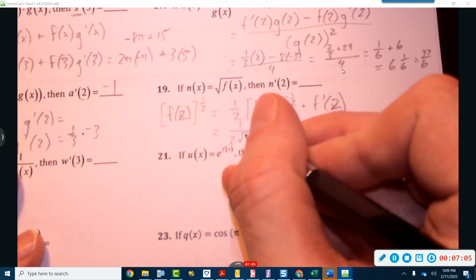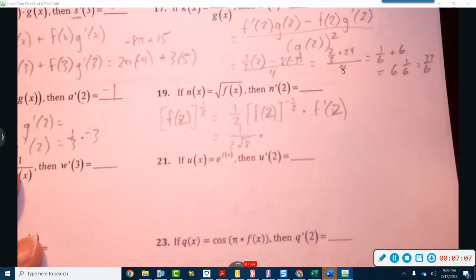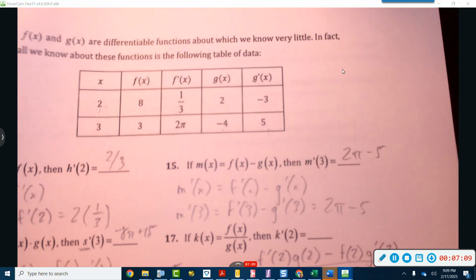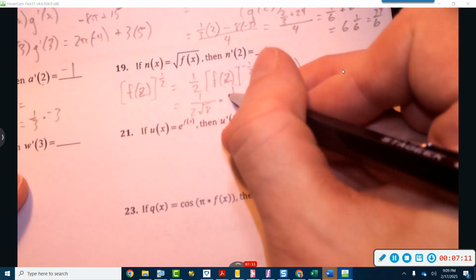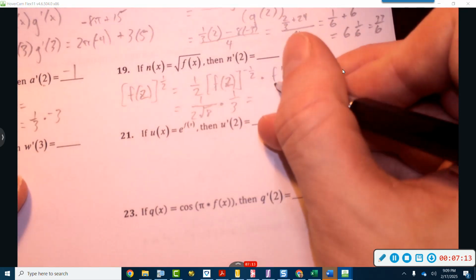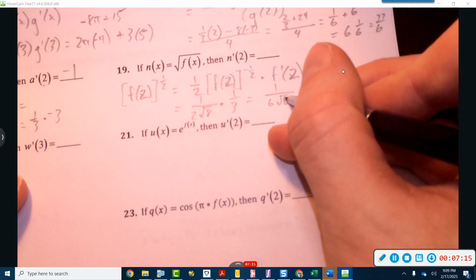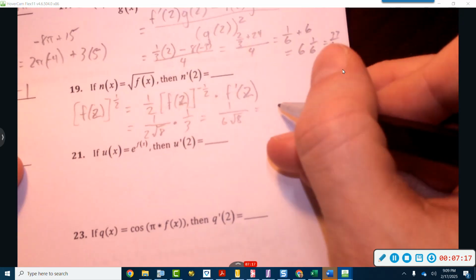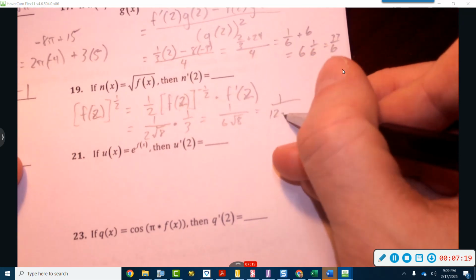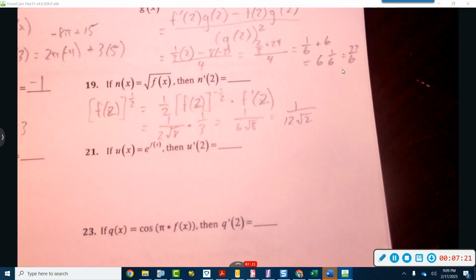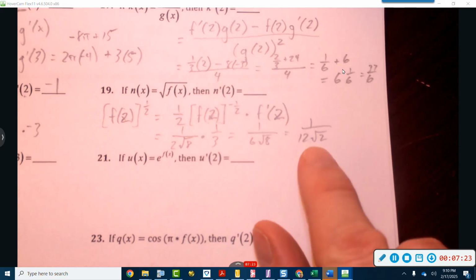Okay, so we've got 1/2 radical 8 times the derivative of 1/3. So I'm getting 1/6 radical 8. And we can take a 2 out of there, so 1/12 radical 2. Okay, that's fine, but that's better.